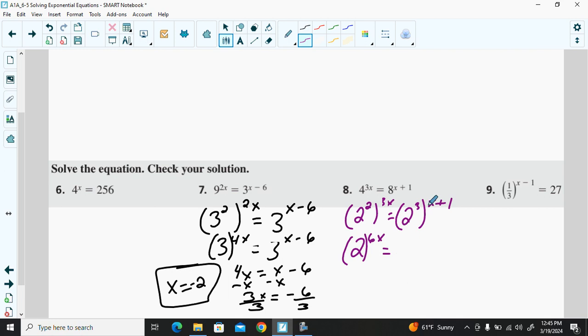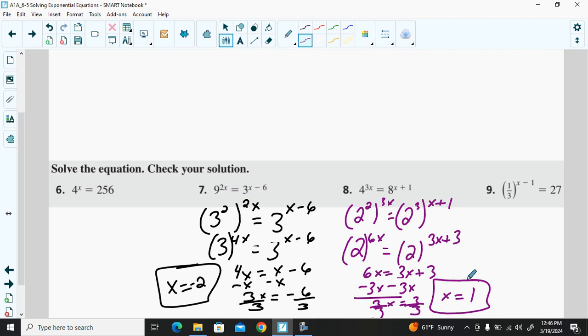That's equal to, here I have to multiply the 3 times x plus 1. So that's going to be 2 to the 3 times x plus 1, which is going to be 3x plus 3. Now we've written this equation with the same base, so I can make the exponents equal to each other. 6x is equal to 3x plus 3. Subtract 3x, wind up with 3x is equal to 3, divide by 3, and get x is going to be equal to 1.